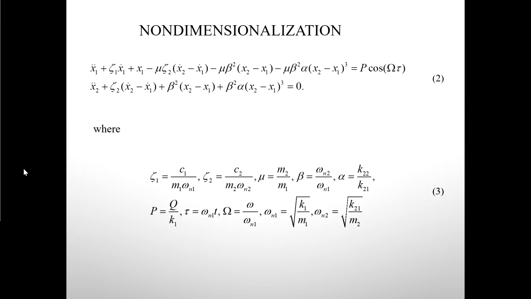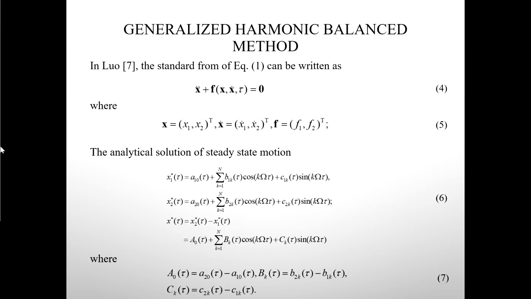With the introduction of the following parameters in equation 3, the non-dimensional governing equation can be expressed as equation 2, where Z1 and Z2 are the damping factors, mu is the mass ratio, beta is the tuning factor, alpha is the strength of nonlinearity, p is the static displacement, tau is the non-dimensionalized time, and omega is a non-dimensional frequency. The dot represents the derivative with respect to the non-dimensional time. The method of generalized harmonic balance can be used to solve the equation of motion that was previously derived.